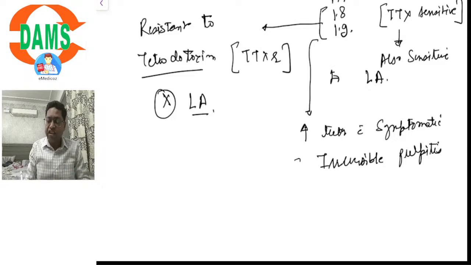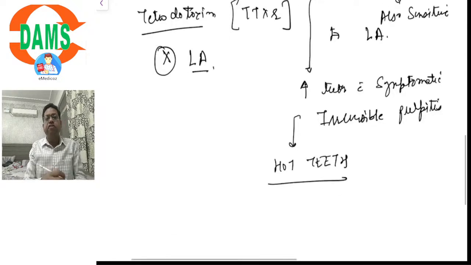And that's why such teeth are called hot teeth. Such teeth are called what? They are called hot teeth. So what is a hot tooth? A hot tooth is a tooth that has conspicuous amounts of tetrodotoxin resistant sodium channels. And what are they? They are the subtypes 8 and 9. This is the pathophysiology which happens in teeth with symptomatic irreversible pulpitis.